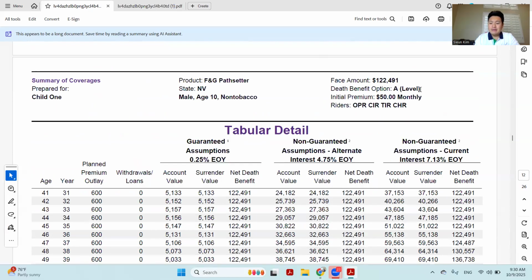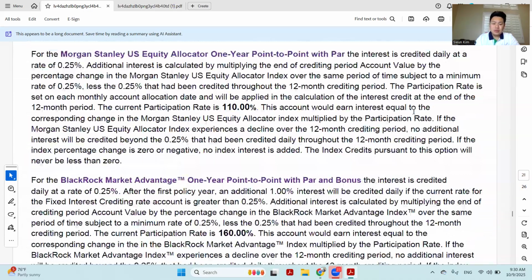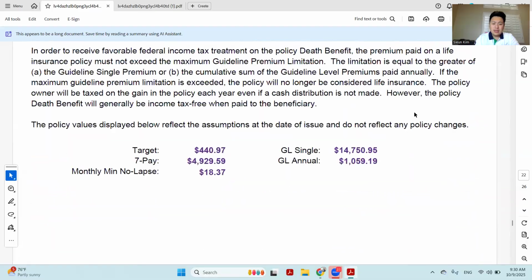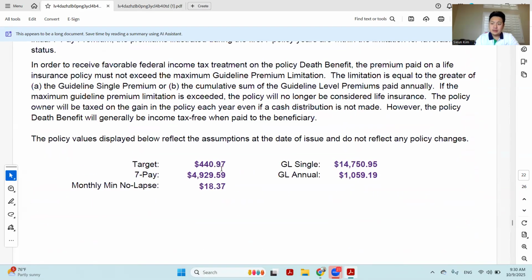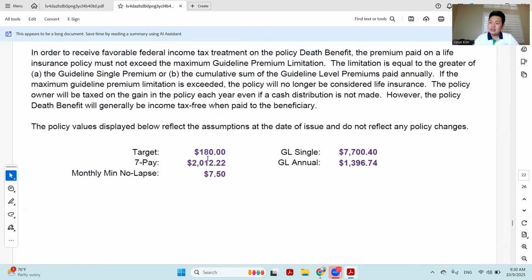Whereas the level one, I did the max accumulation income solve, but option A, when I scroll down to page 22, it's $440, more than double, right? So that means even though the client is paying the same $50 a month, if you set it up this way, your commission is going to be $200 plus. If you set it up this way, your commission is less than $100. And I just wanted to show you this so you're aware of this, okay?